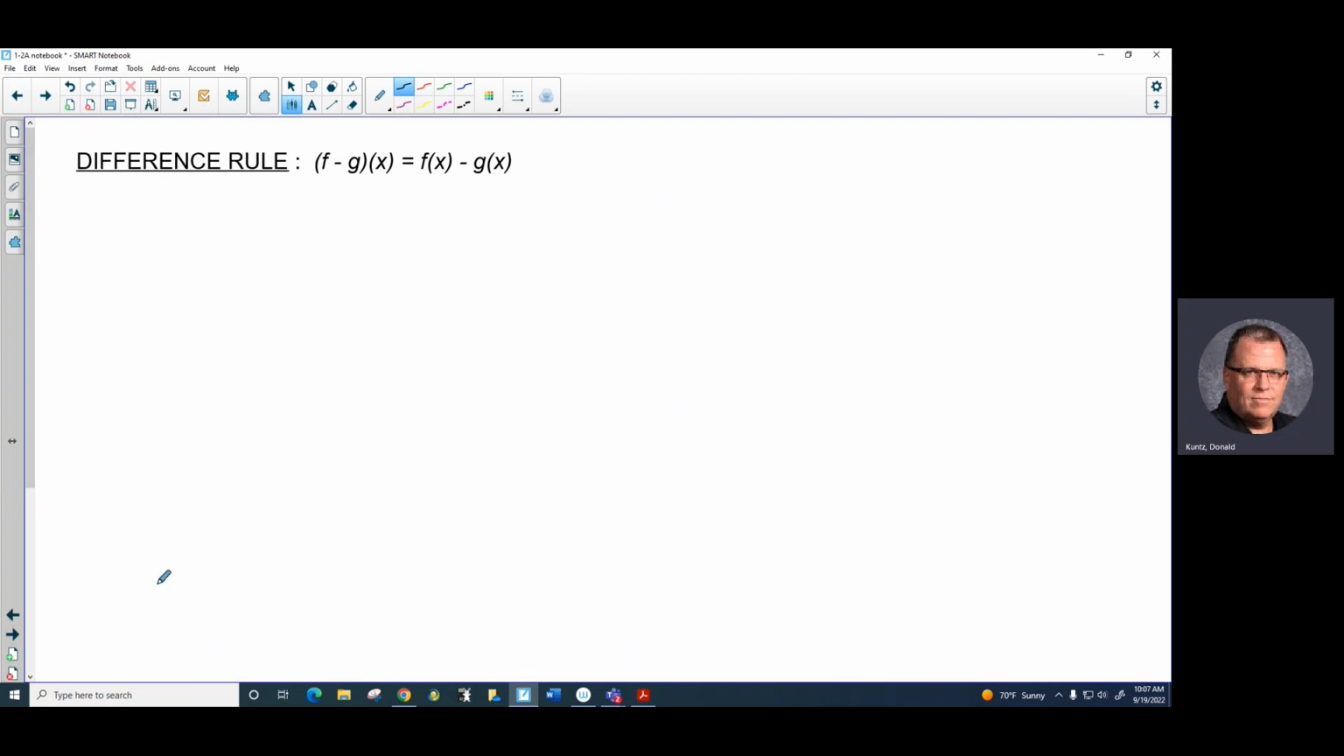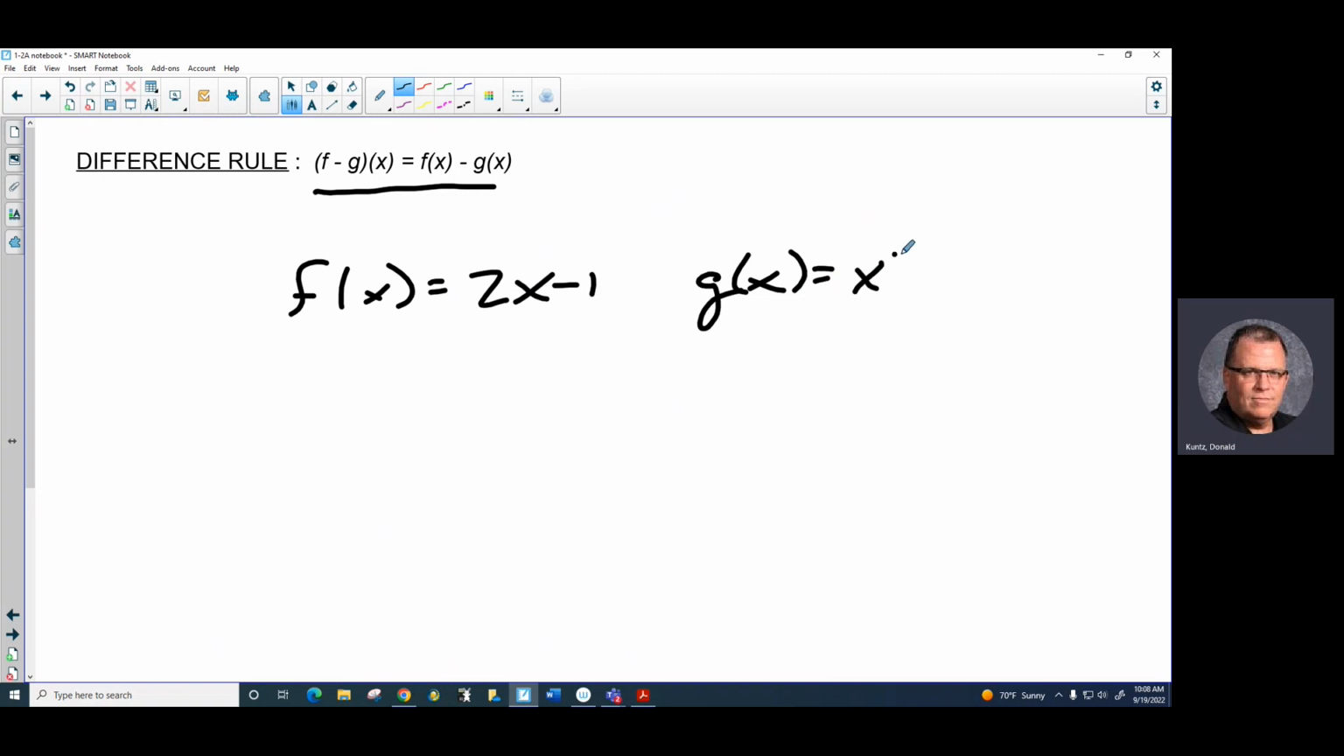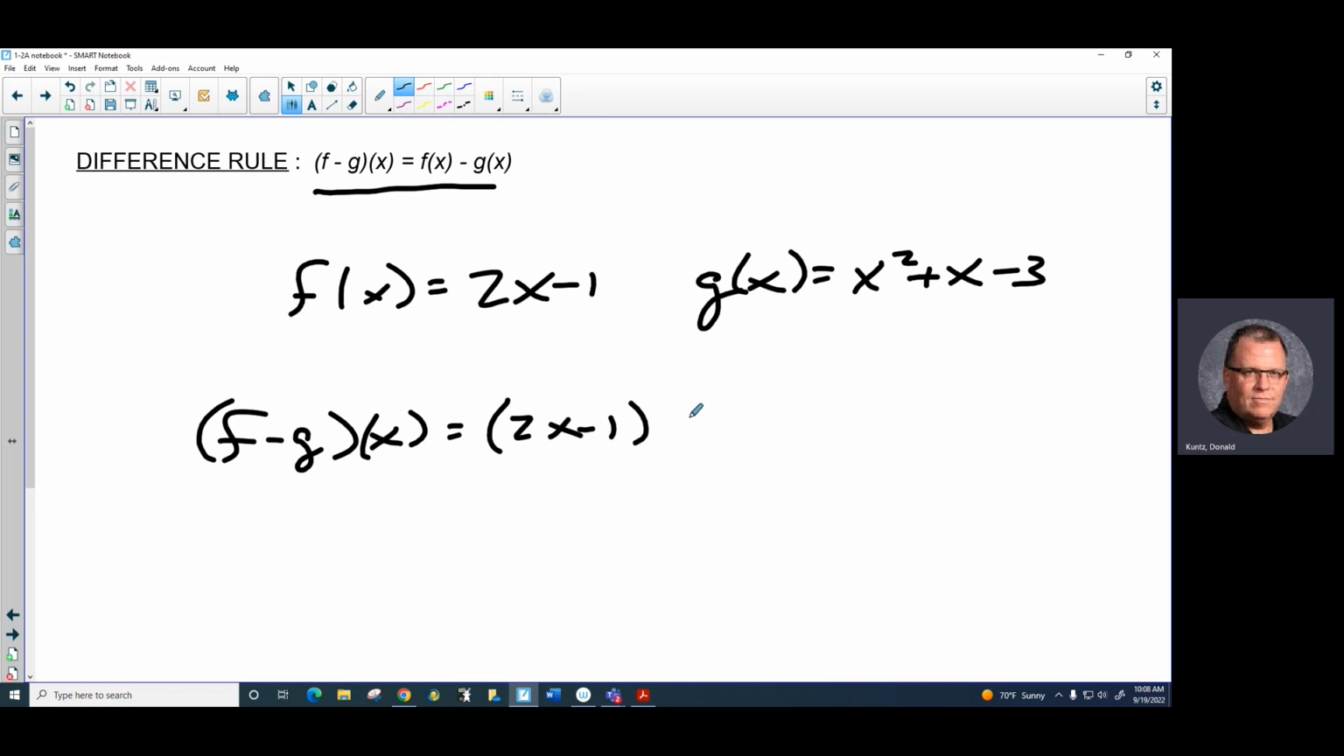Much like the sum rule, we can do the same thing with f minus g of x. Again, if I use the same two rules that we had, 2x minus 1 was f of x, g of x was equal to x squared plus x minus 3. Now this is where if I want f minus g of x, I have to be careful because this is why I always do my substitution. When I think of f of x, I put it in parentheses as a substitution, and you'll see why in a moment. And then minus g of x, and our g of x is, again, in parentheses, this.